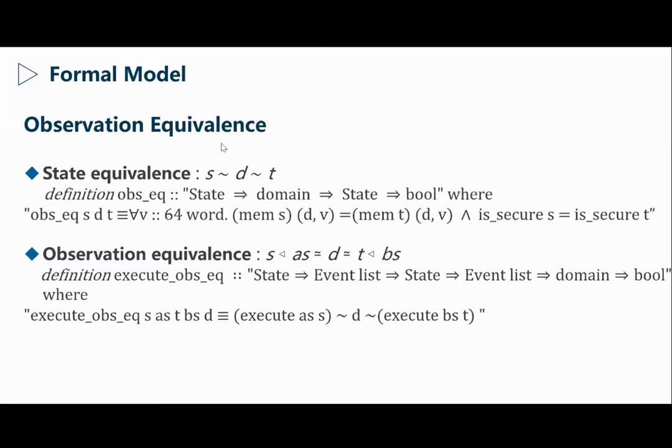Next, we introduce two key concepts for information flow security, state equivalence and observation equivalence. State equivalence means that the different states S and T have the same memory in domain D and the execution environment of the process in the two states is the same. Observation equivalence means the new state after executing event sequence AS from state S and the new state after executing event sequence BS from state T are state equivalent for domain D.